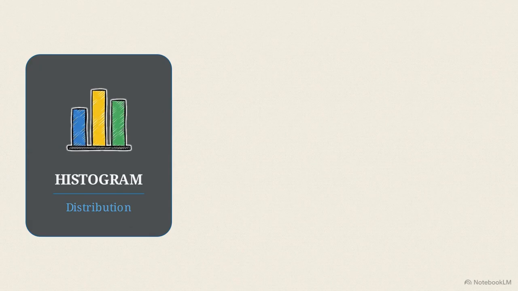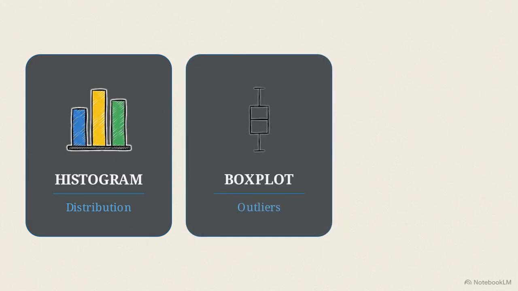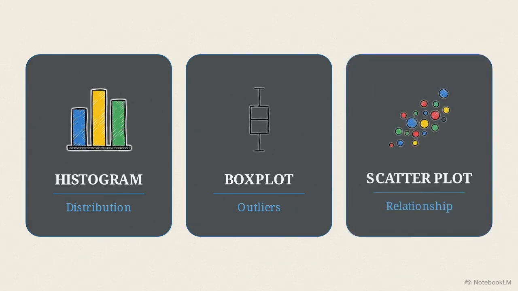Those metrics dictate how we build our visualizations. If you want to see the distribution of a variable, you plot a histogram. If your summary stats suggest heavy outliers, you generate a box plot to pinpoint them. And if you need to analyze the relationship between two variables, you build a scatter plot.